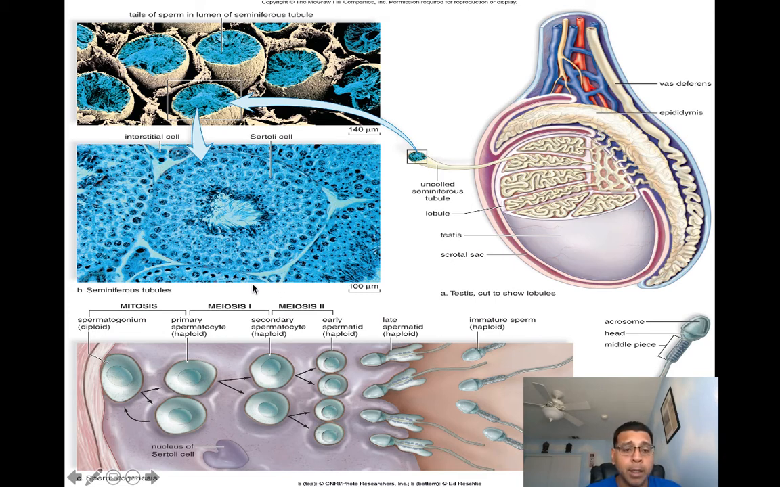And then moving back here, we can see the nurse cells or the Sertoli cells. You can see right next to the spermatogonia and then the developing sperm.